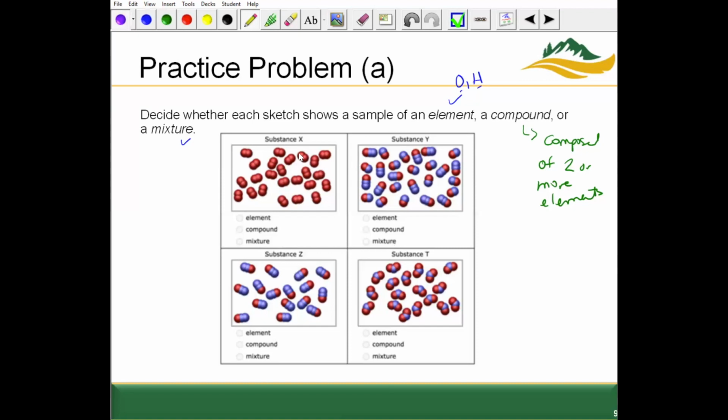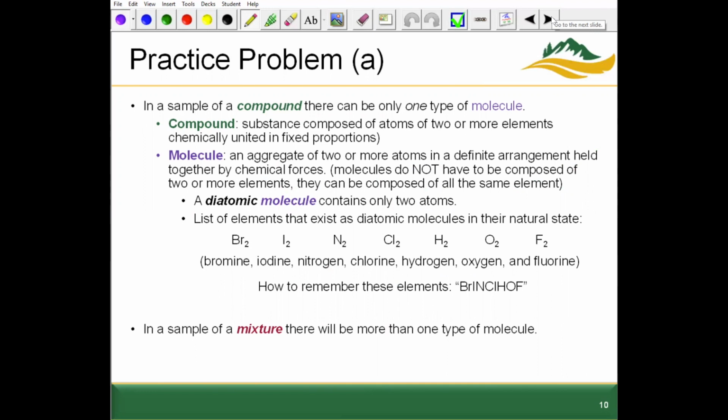So we have substance X, Y, Z, and T, and we need to decide, are these elements, compounds, or mixtures? Before solving for that, let's cover just one more idea that is introduced to you in chapter 1, and you'll see molecules more in chapter 2. As mentioned, a compound is a substance composed of atoms of two or more elements. Like water was definitely an example of a compound. It has H and O in it, so that's definitely a compound. And again, you will see molecules more in depth in chapter 2.